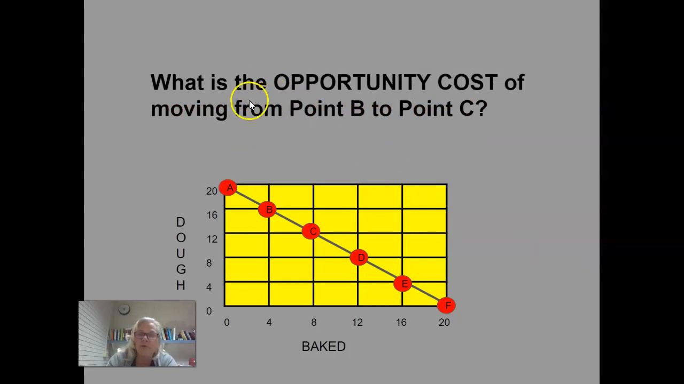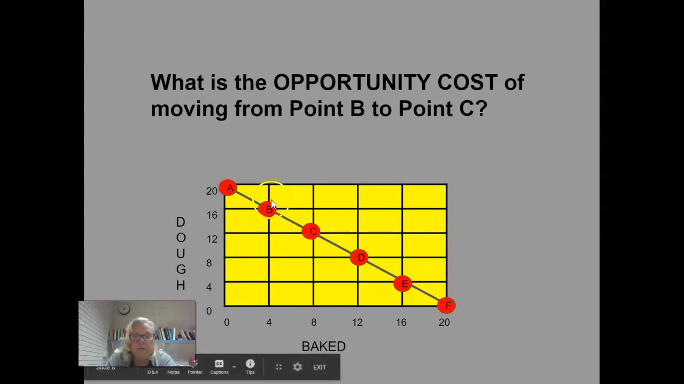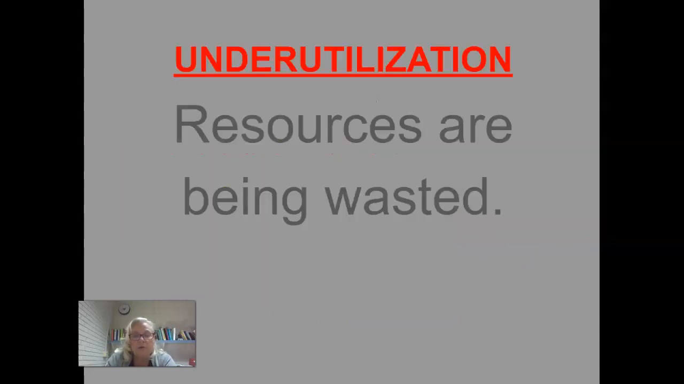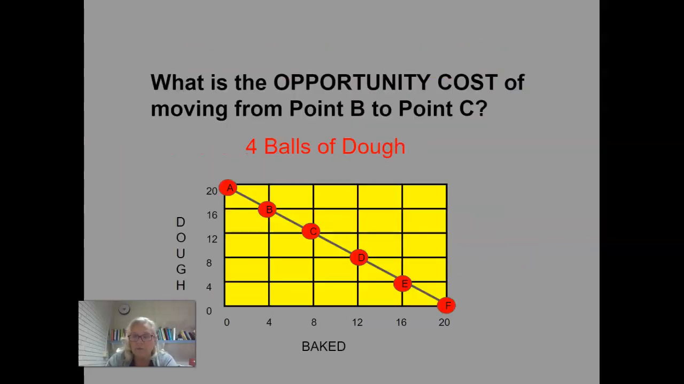So what is the opportunity cost then of moving from point B to point C? So at point B, we have 16 units of cookie dough and 4 cookies. If we go to point C, we actually lose 4 units of dough, but we gain 4 cookies. So 4 balls of dough is the opportunity cost from moving from point B to point C. We lose 4 balls of dough.